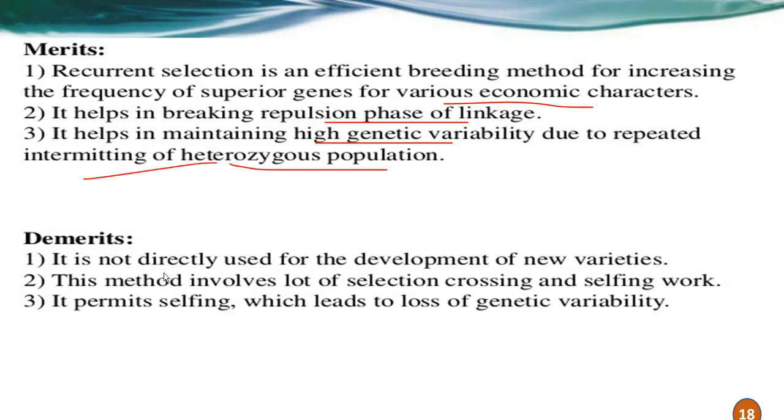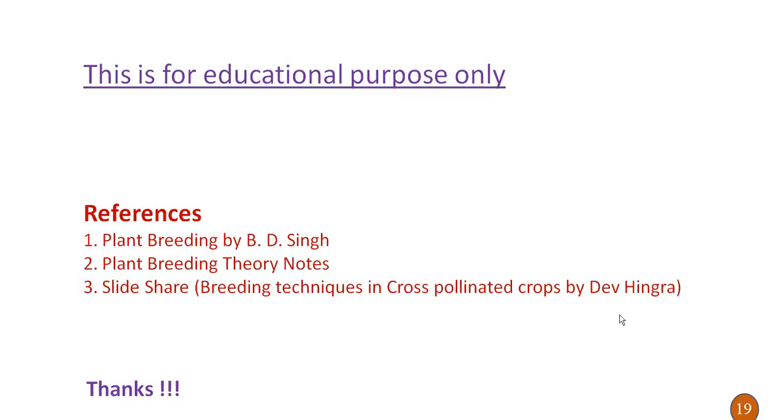What are the demerits? It is not directly used for developing new varieties. It is only used for increasing the frequencies of superior genes of various economic characters in the variety. Then this method involves a lot of selection, crossing and selfing work, and is tedious and laborious. It permits selfing, which leads to loss of genetic variability. So these are some of the demerits of recurrent selection.